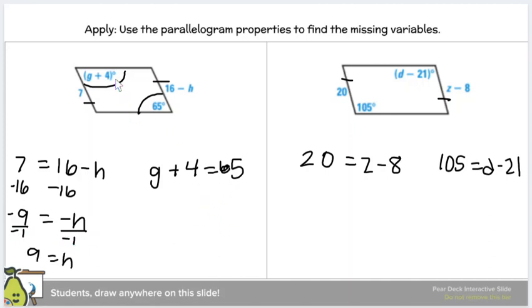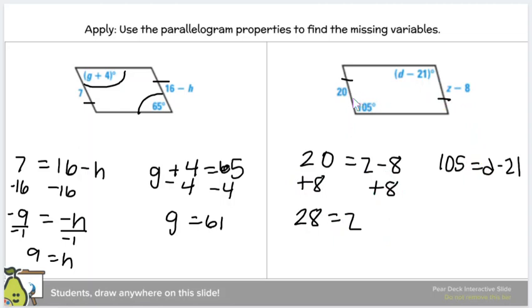And to solve for our missing variable g, 65 must equal g plus 4. So we'll subtract 4 from each side, and we're left with g equals 61. Next up, we have our congruent sides that are opposite one another, so 20 equals z minus 8. We will add 8 to each side to get 28 equals z.